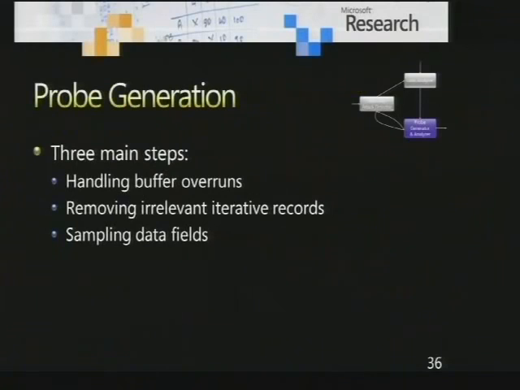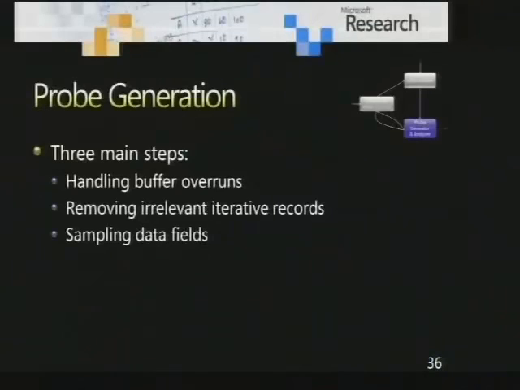So that's a basic idea on how we solve these two challenges. In ShieldGen, we do the probe generation actually in three steps. First, we handle buffer overruns because it's a common attack. Second, we remove irrelevant iterative records. And third, we do a sampling on the data fields.